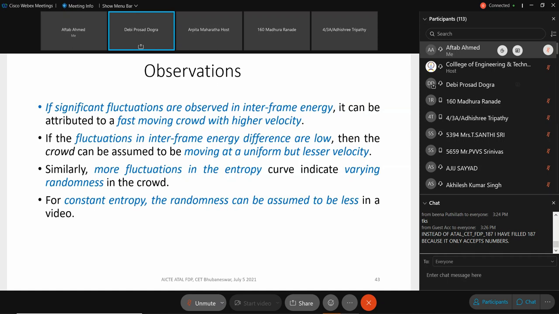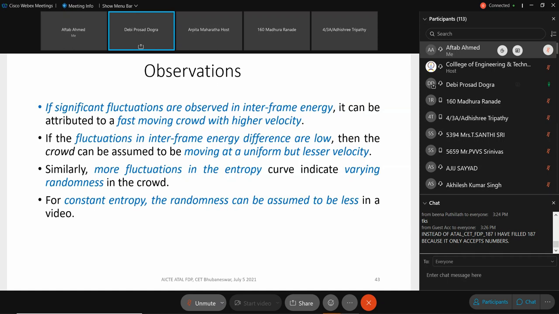So again, these observations are particularly based on these parameters, entropy and energy. If you come up with some other physics-based parameters, you can also come up with certain other types of relations. Secondly, if the fluctuations in interframe energy differences are low, then the crowd can be assumed to be moving at a uniform but lesser velocity.